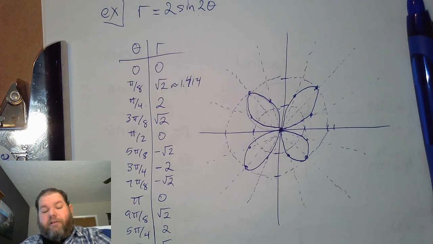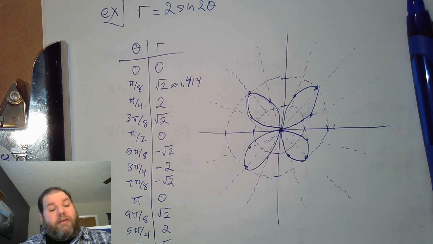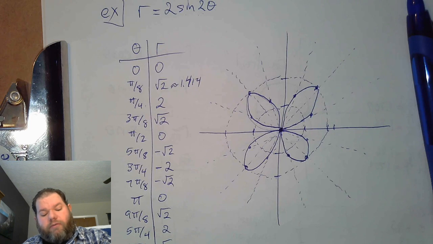I think that's all I need to look at in section 4. That was technically section 10.4. Let's move forward to section 10.5, where we actually find the areas of these polar functions.